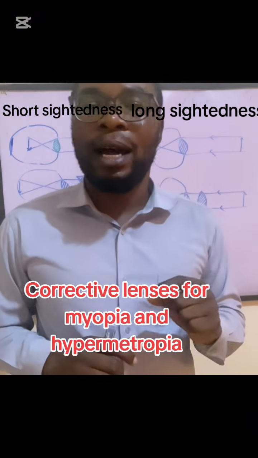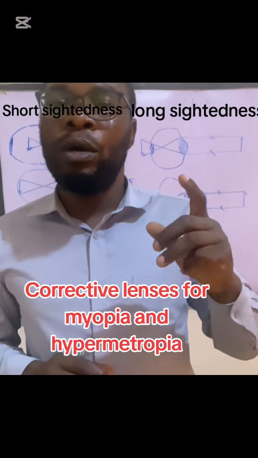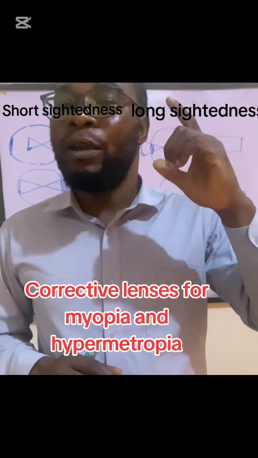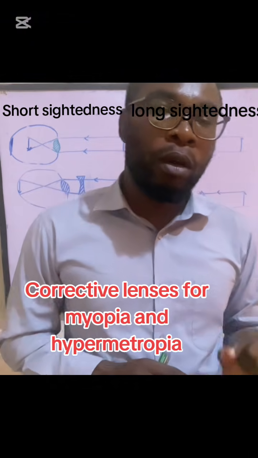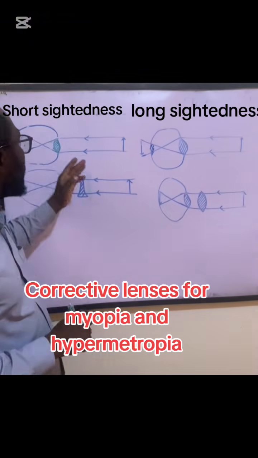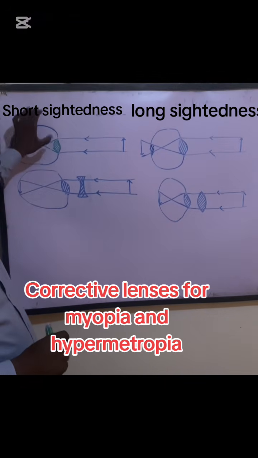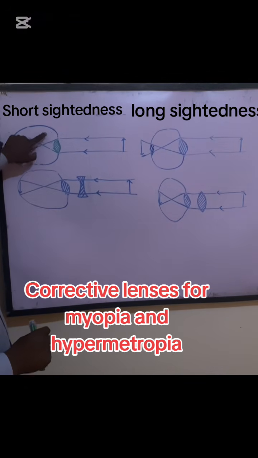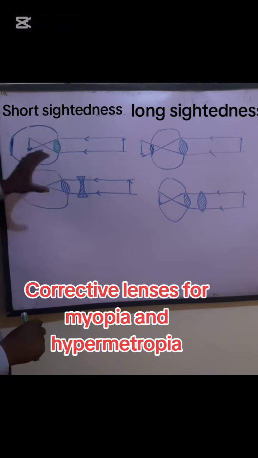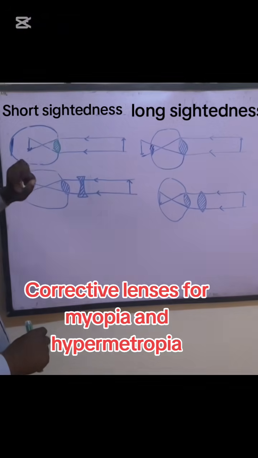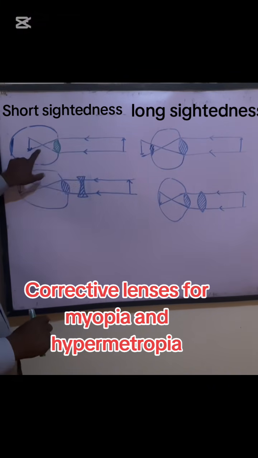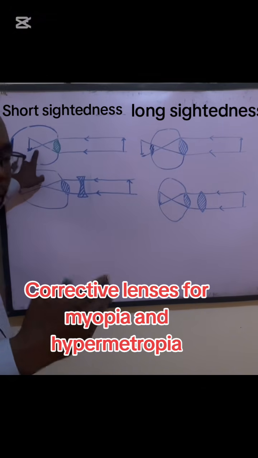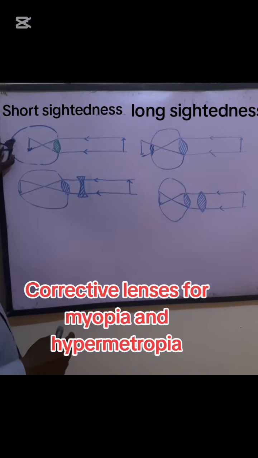Anyone who has an eyeball longer inwardly than normal will be suffering from what is called short-sightedness. If you look at this first image, you will see that the structure of the eyeball here is longer. Because of that, the image of this object will be formed before the retina. This is our retina, and the image is going to be formed before it.